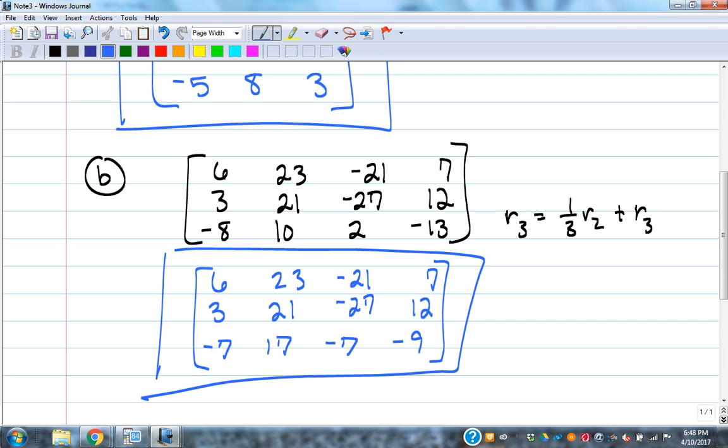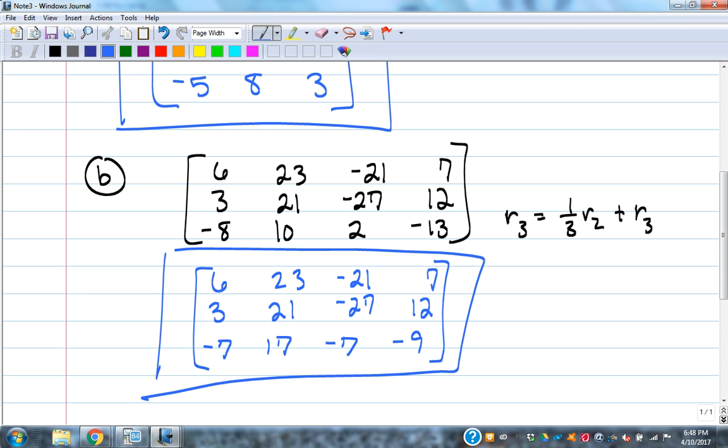Not very difficult. If they ask you to do more than one row operation, do the first one, get its answer, and then do the second one on that answer. So you just do them in the order they gave them to you. Okay? They don't get too crazy with these. It's very straightforward on the row operations.